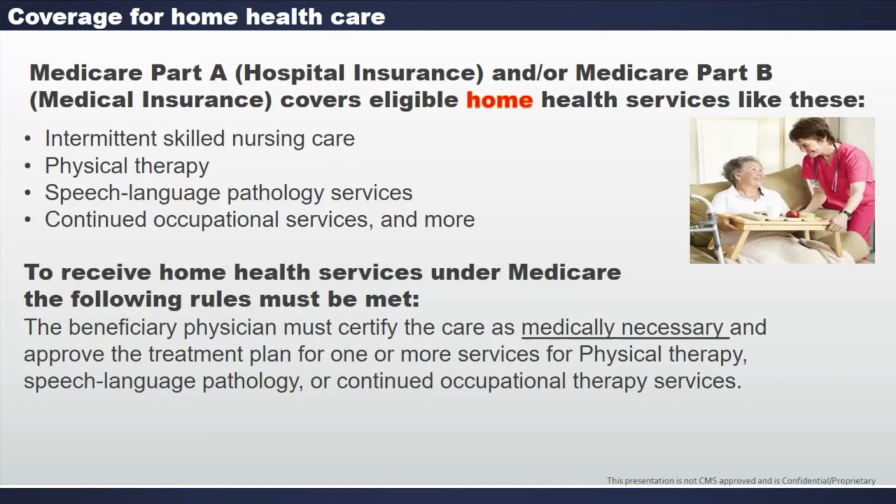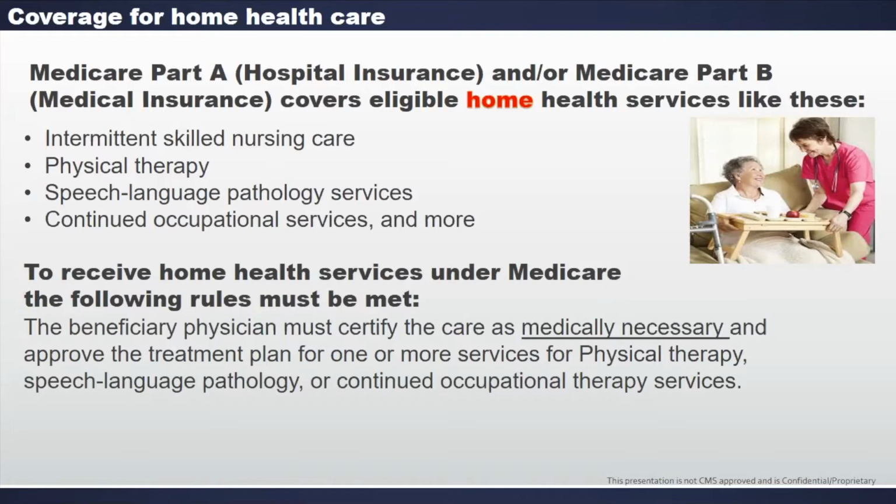Right? So for home health care, it's going to be pretty much the same kind of services, only now it's part-time or intermittent skilled nursing. Okay? Maybe they just need to come in an hour or so every day, do some vitals, change some bandages, and you're done. Maybe you just need physical therapy, and the physical therapist will come to your home and do the therapy. And it goes on for speech and language, for maybe a person who had a stroke. Any kind of continued occupational services.